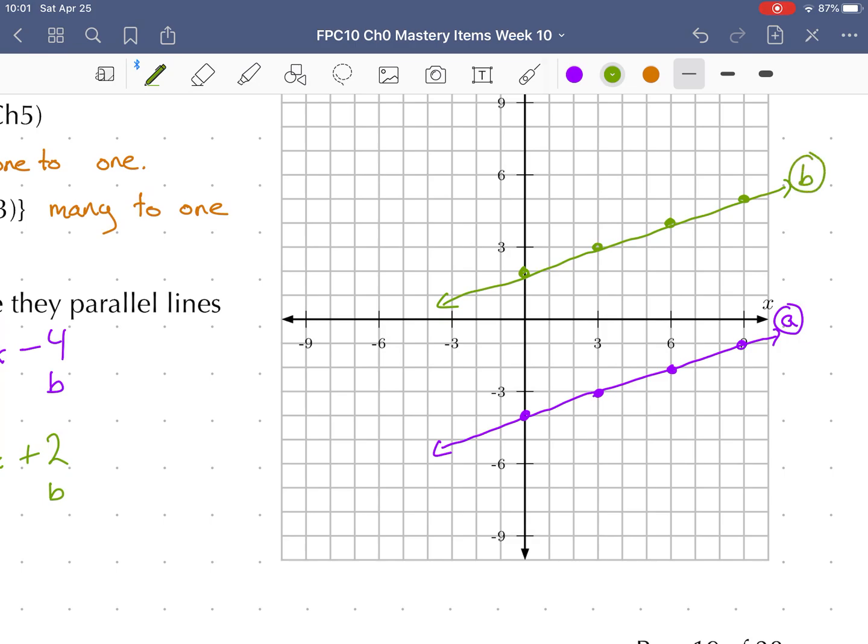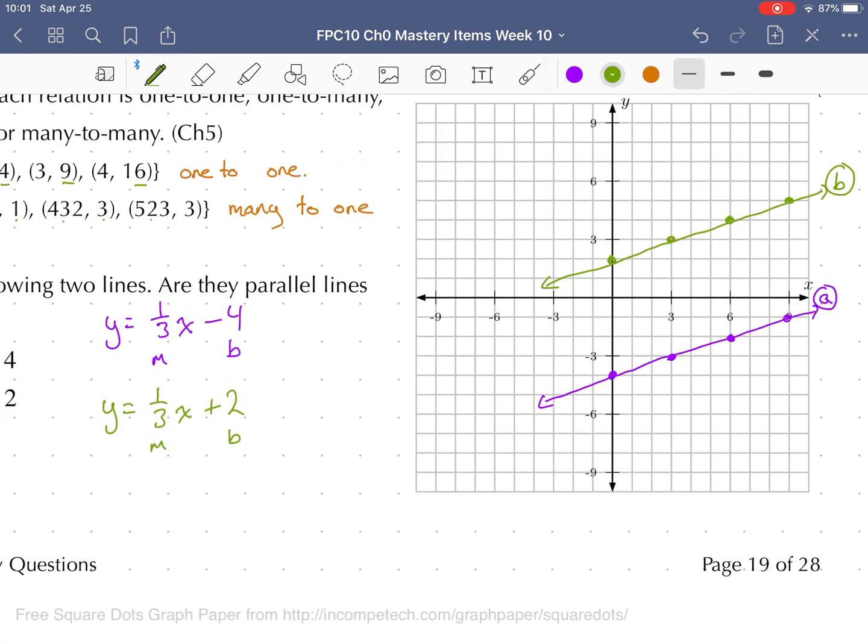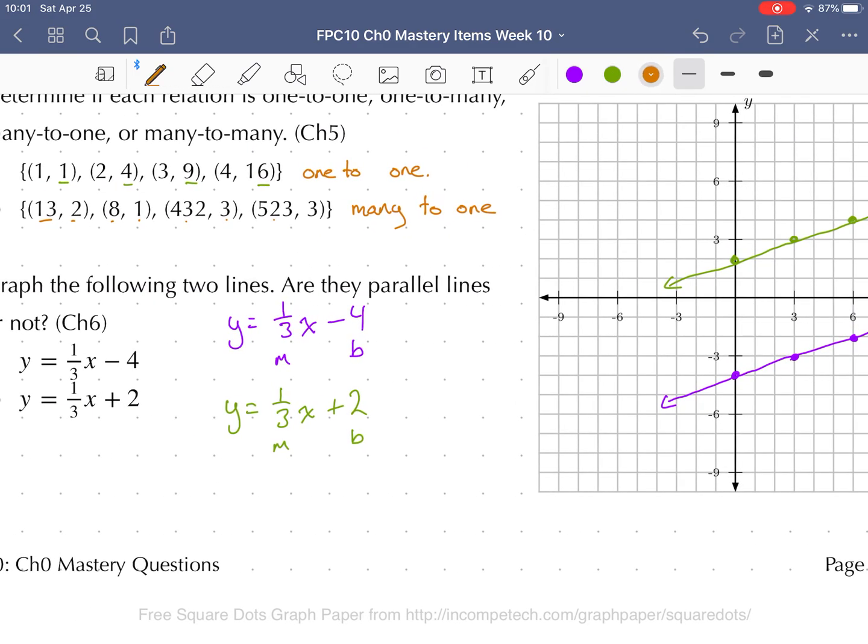This is B. Do these two lines look parallel? Yes, they are parallel. They are always the same distance apart. Why are they parallel? Because they have the same slope.